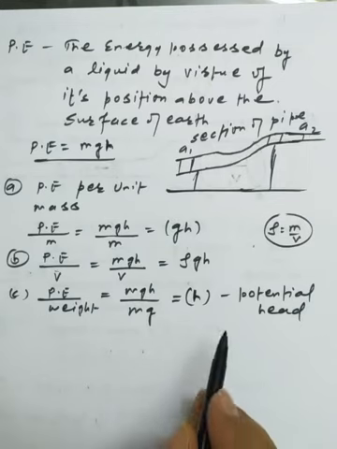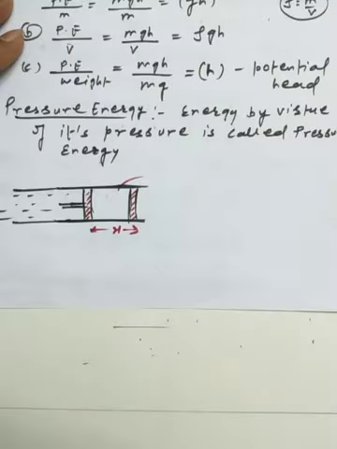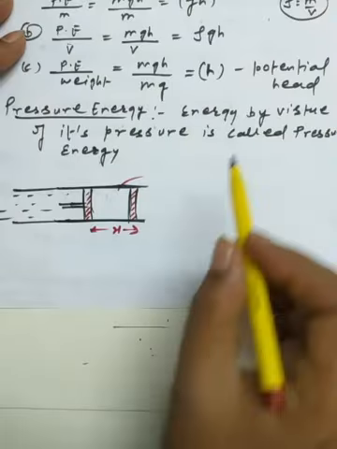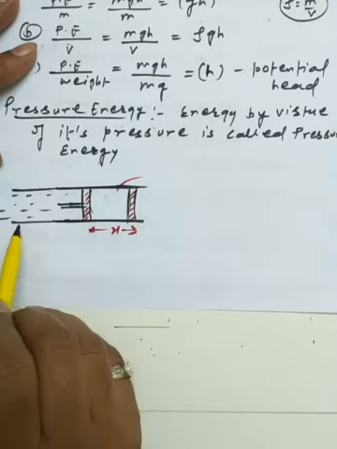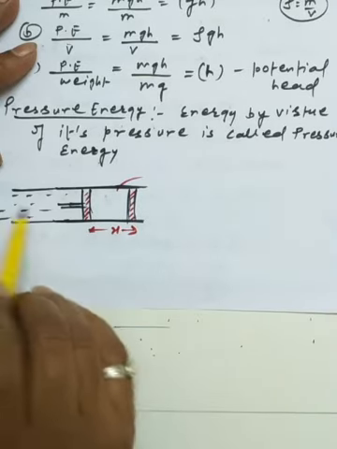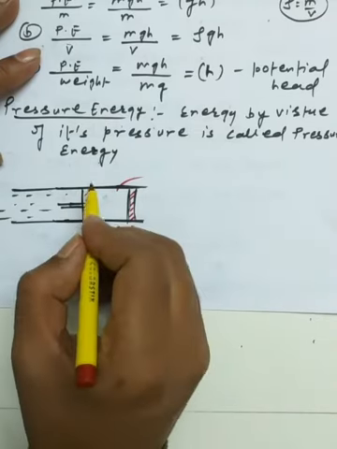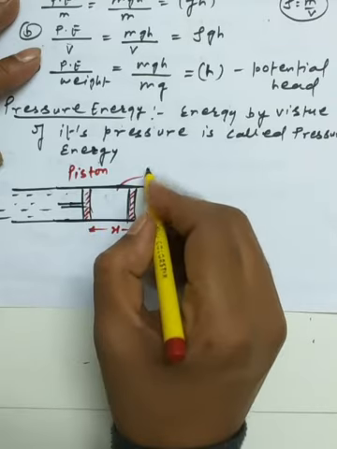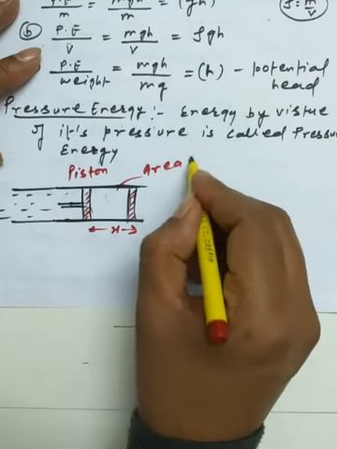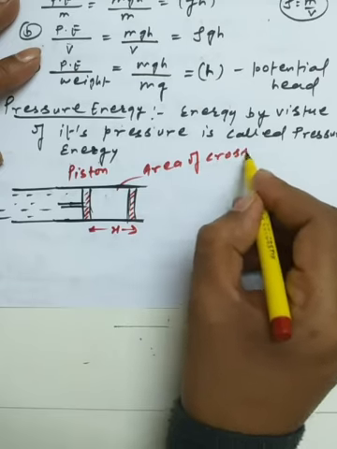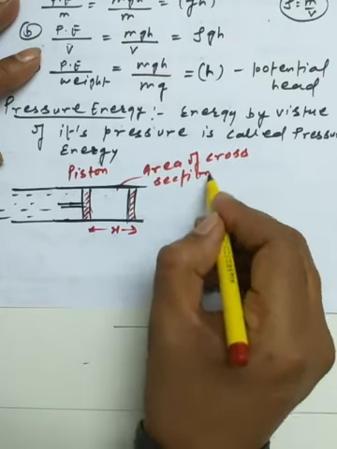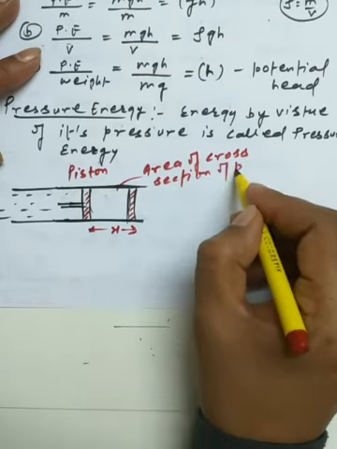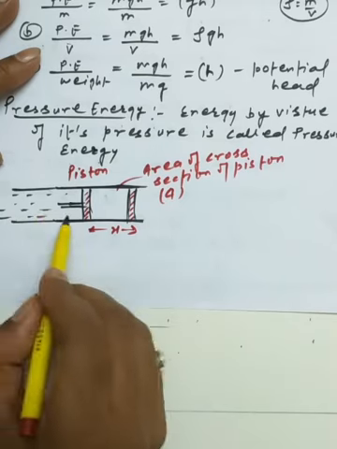Okay, so now the next one. The energy by virtue of its pressure is called the pressure energy. So we are assuming a simple movement of water inside a tube, and here I have made the concept of a piston, which has an area of cross section, that is A, and on which the water is exerting force.